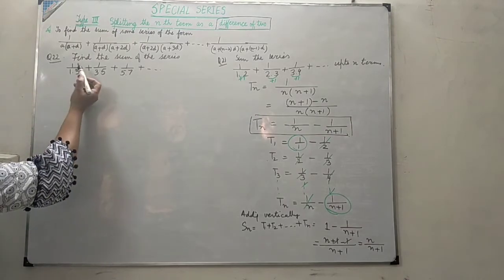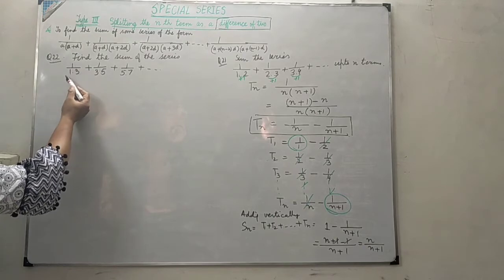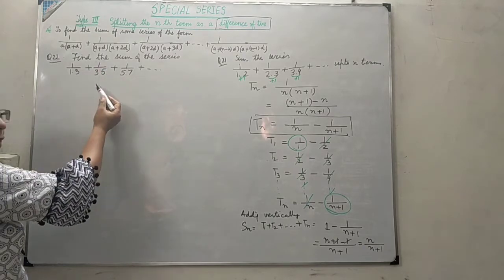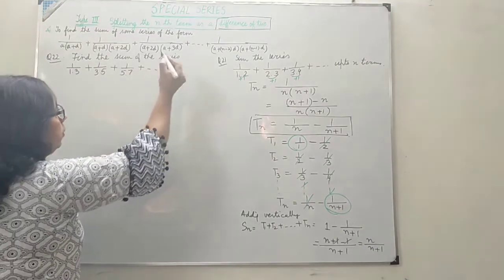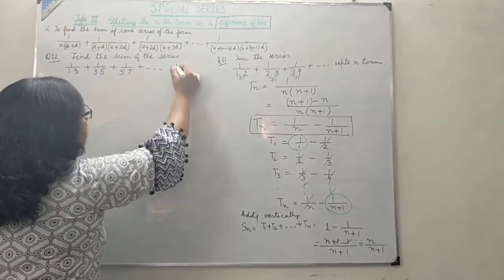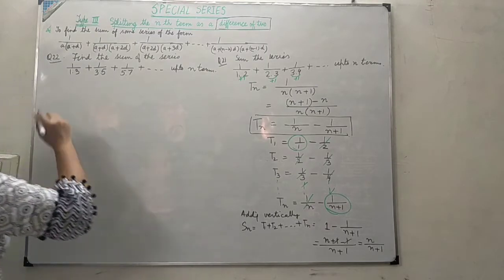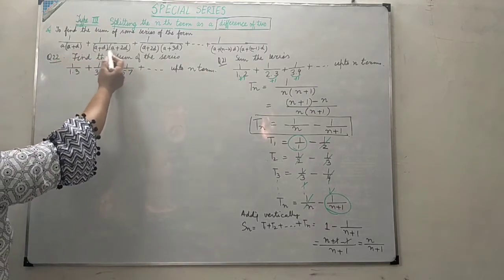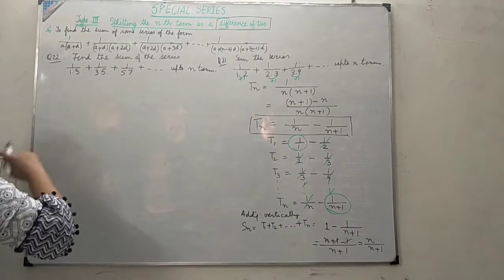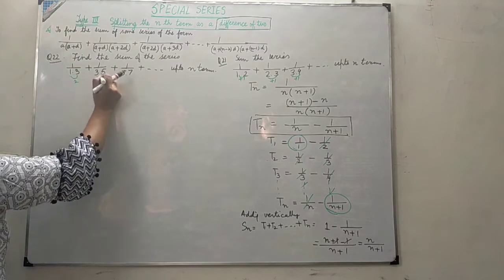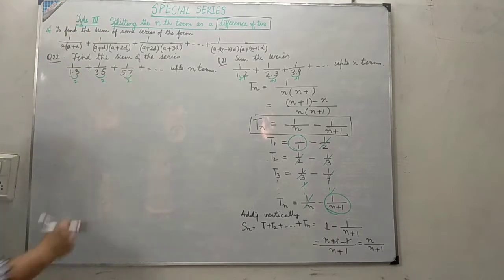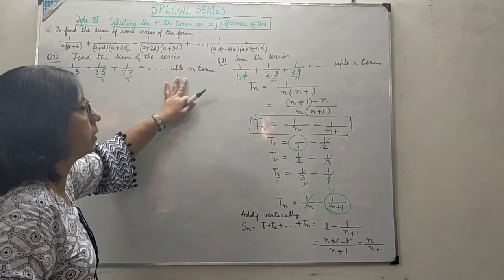Now another example: we are having 1 upon 1 into 3 plus 1 upon 3 into 5 plus 1 upon 5 into 7 plus so on up till n terms. Again we want to find the sum, and you can see over here there is a difference d, which is 2 in the first one, and here also 2, here also 2, the remaining constant difference the same.